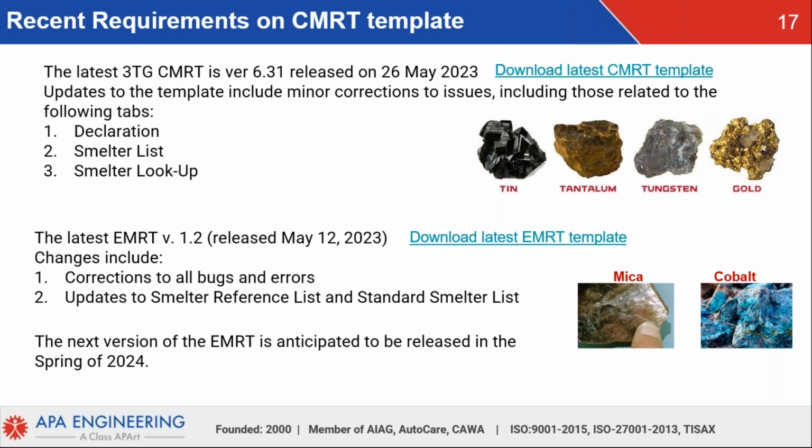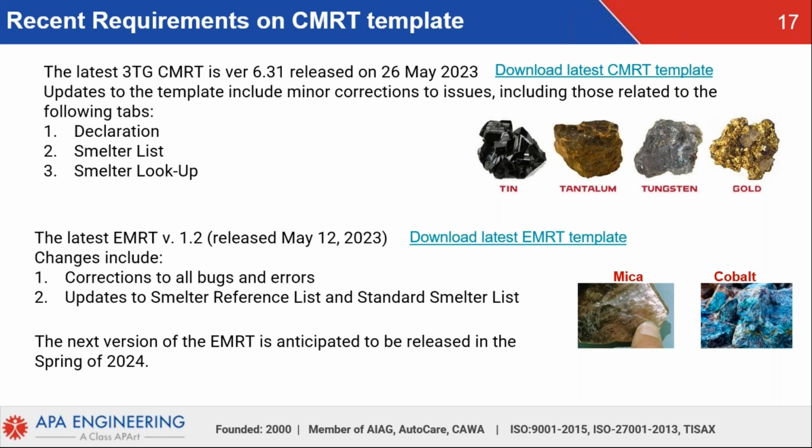Similarly, the latest EMRT version is 1.2. It was released on 12th May 2023, and it contains corrections to some of the bugs and errors, and again updates to the smelter reference list and standard smelter. Overall, there are no major changes on the latest templates. We have also added a link to download the latest templates for a quick reference.